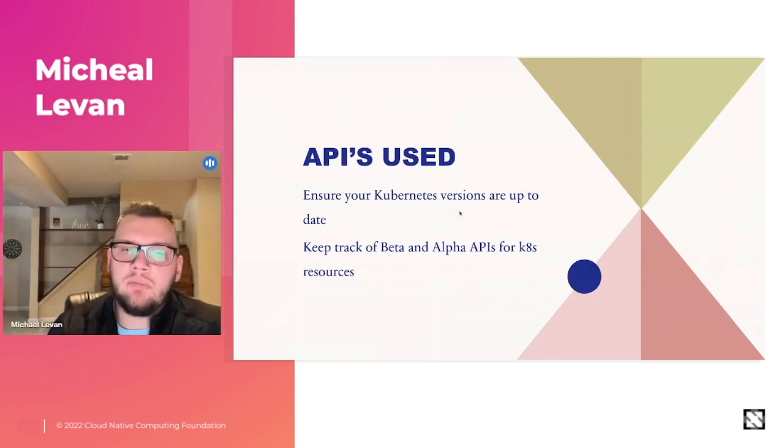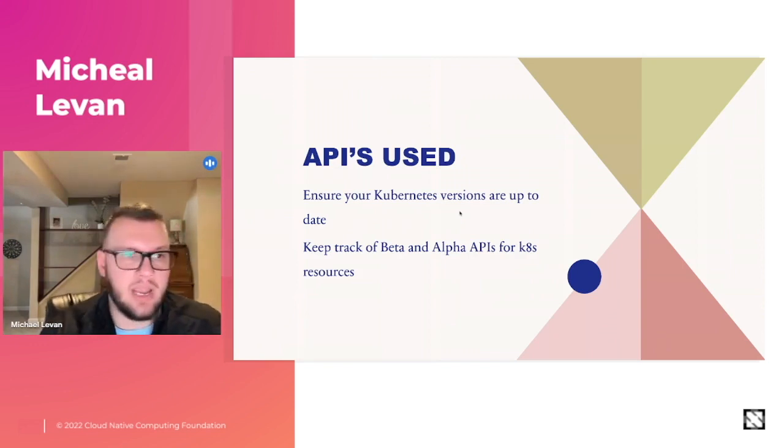Next, you want to make sure the APIs that you're using are as expected. So you want to make sure that you're thinking about the Kubernetes API, right? Or the version of Kubernetes, right? 1.24, 1.25, et cetera. You want to make sure that you're upgrading as expected. You want to make sure that you're watching out for bugs. You want to make sure that you're watching out for security issues with the APIs, et cetera.